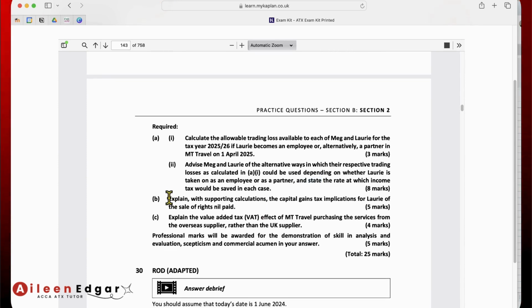In part B, we're being asked to explain with supporting calculations the CGT impact of the sale of rights nil paid, and then in the third requirement we've got the VAT to do.